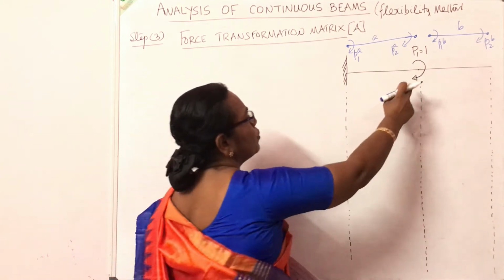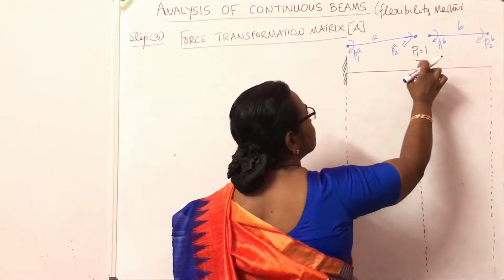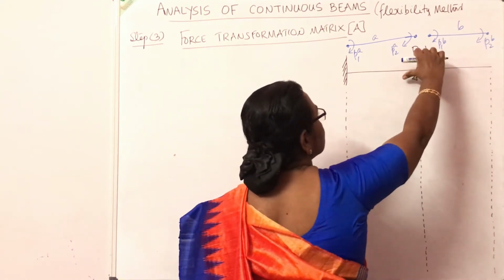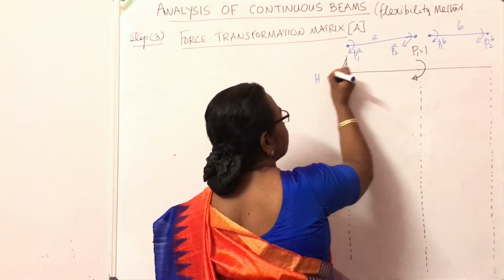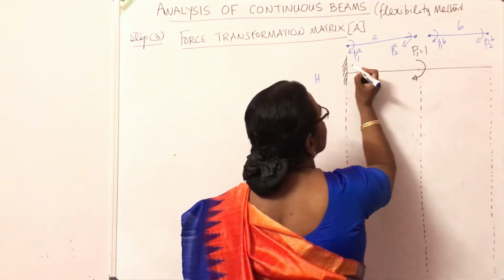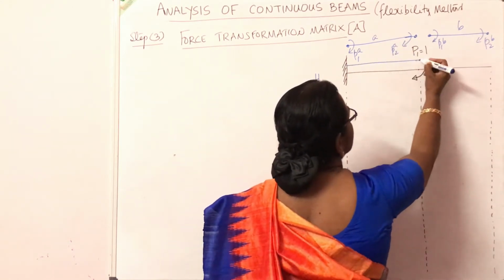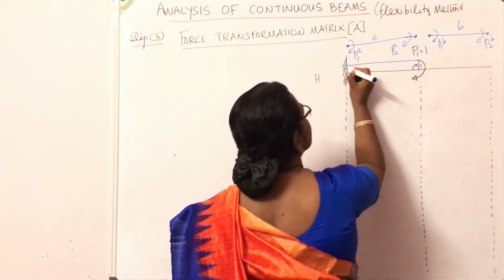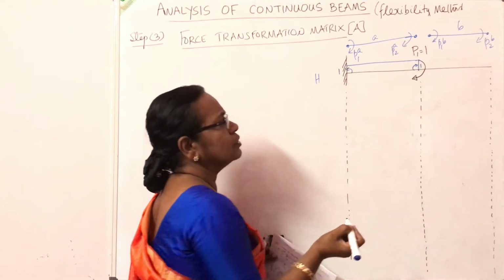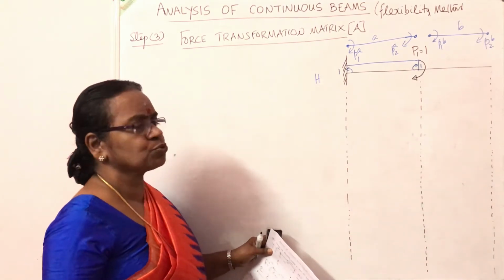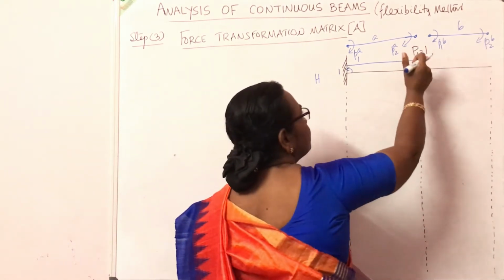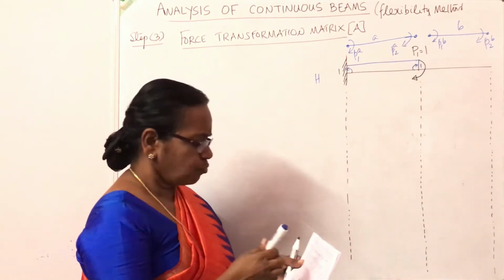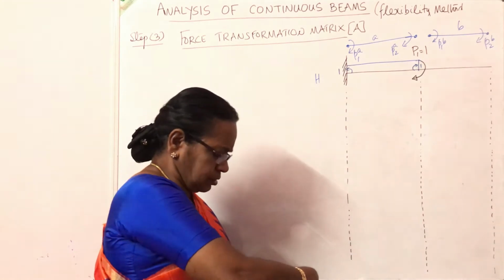So we are giving unit load P1 equal to 1. We have to draw the bending moment diagram. We have seen this is a clockwise moment, so it produces hogging. It tends to bend the beam up. So draw the bending moment diagram. This is 1. Here it is 1. So that is the bending moment diagram. By applying P1 equal to 1, this beam bends up and everywhere, considering the right of the section, the moment is 1.